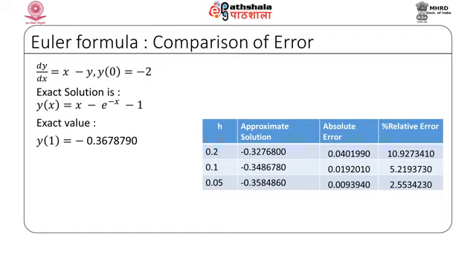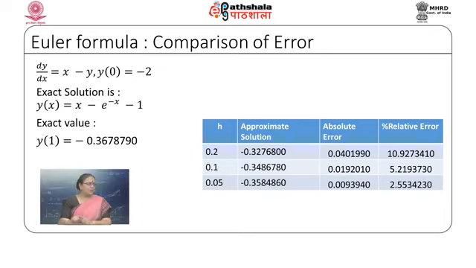With this particular example which we have taken, the exact value is minus 0.36788790, and see the approximate solution for 0.2 step was minus 0.33, for 0.1 it was minus 0.35, for 0.05 it has become minus 0.35. The absolute error has gone on decreasing from 0.04 to 0.009, and percentage relative error has decreased from 10.92% to 5.21% to 2.5%.